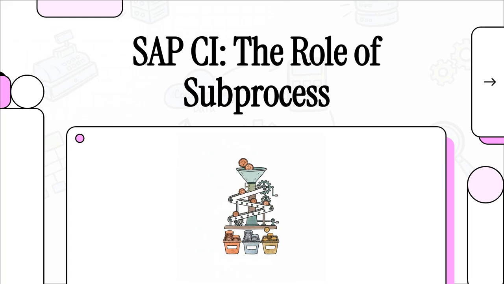All right, let's talk about SAP Convergent Invoicing. There's this one tiny piece of configuration that, honestly, can make or break your entire billing process. It's called the subprocess. It looks small, it sounds simple, but if you get it wrong, well, nothing's going to work. So let's break down exactly what this thing is and why it's so incredibly important.